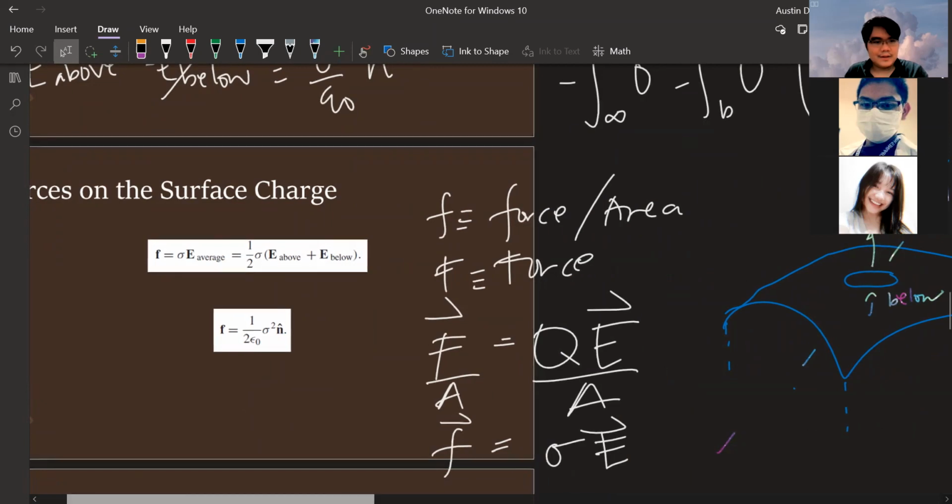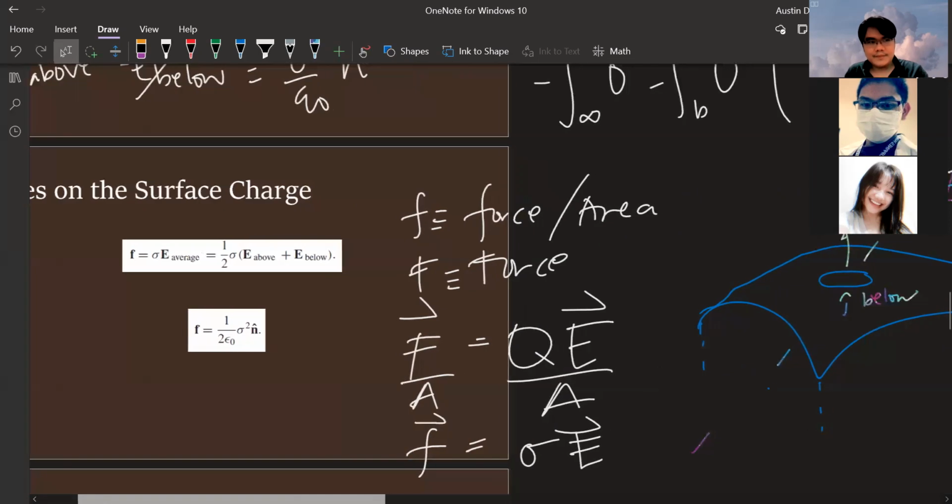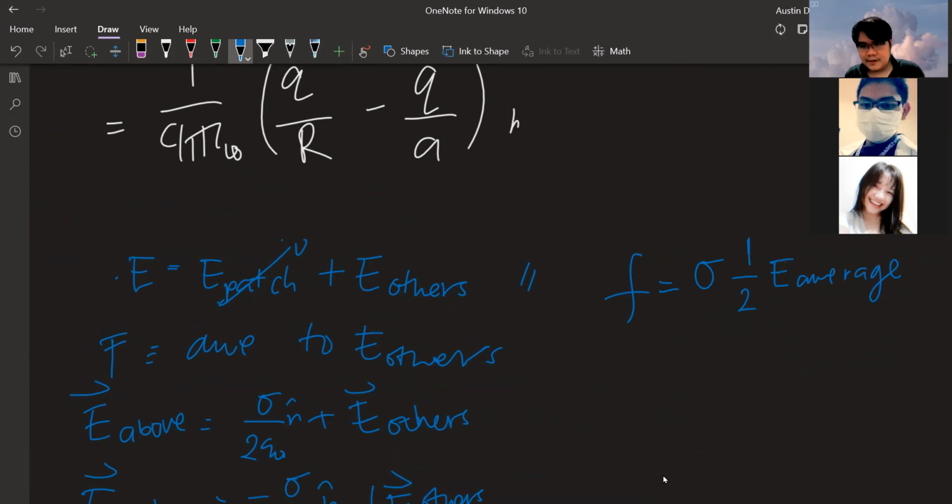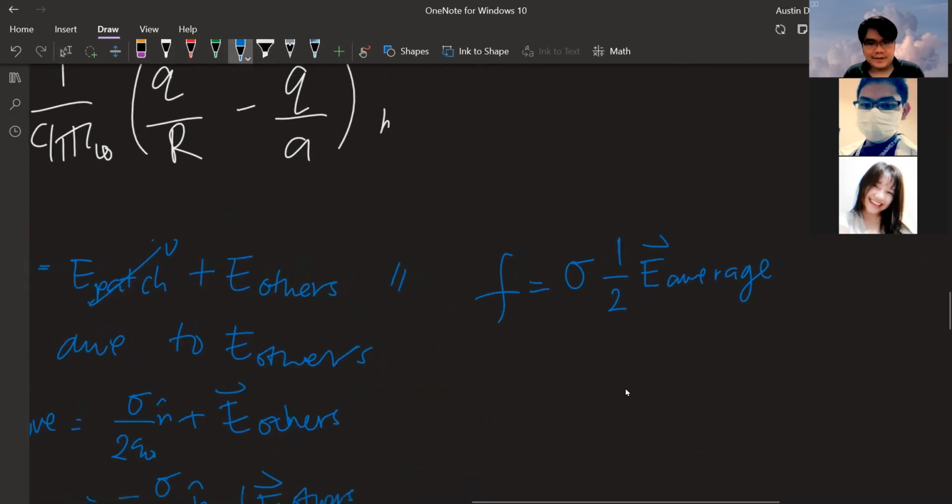Okay? Kuha. And then the force, again, will be F is sigma plus 1/2 yung average ng E average. And then for conductors, yung average nung above and below would be sigma over... check ko lang. Will be sigma over epsilon naught outside, tama? Plus 0 inside. Kuha yun.